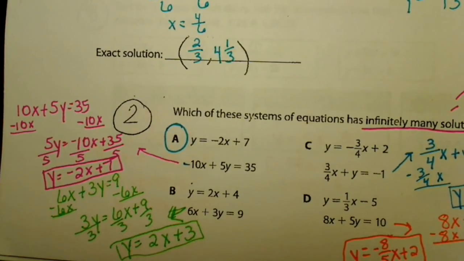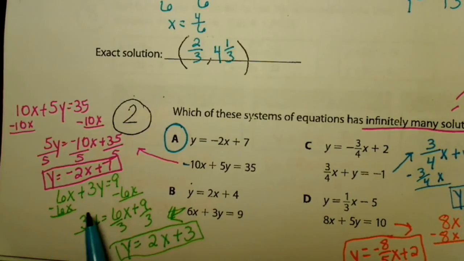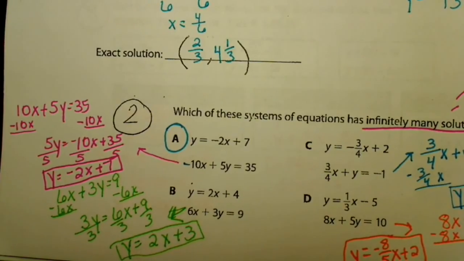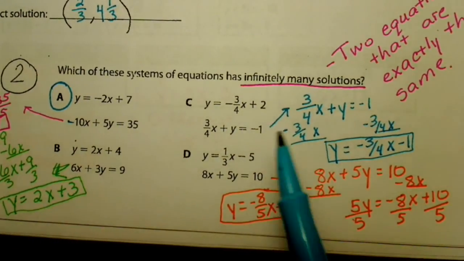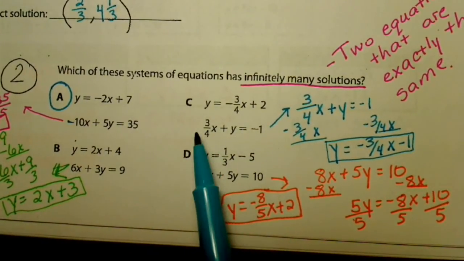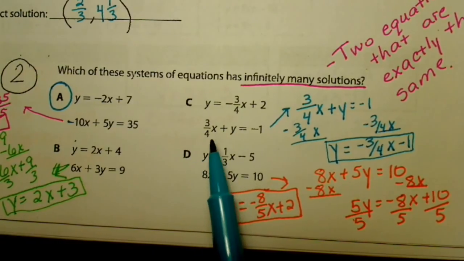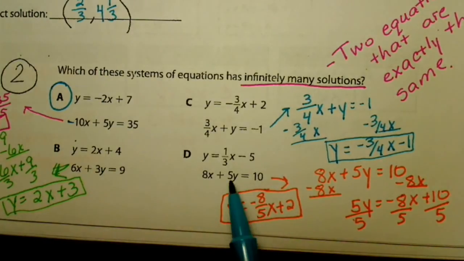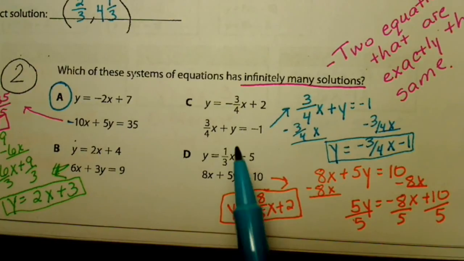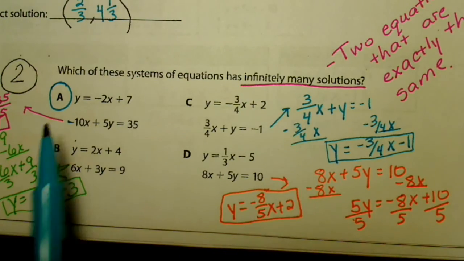I did go through, though, to make sure I was correct, and I changed this problem into slope-intercept form. I moved the mx and divided by what's with the y. For C, I did the same thing for this equation. I just had to move the mx, and that gave me the same slope but different y-intercepts. Then I did the same thing here. So the only one that had two equations that were exactly the same, which made it infinitely many, was answer A.